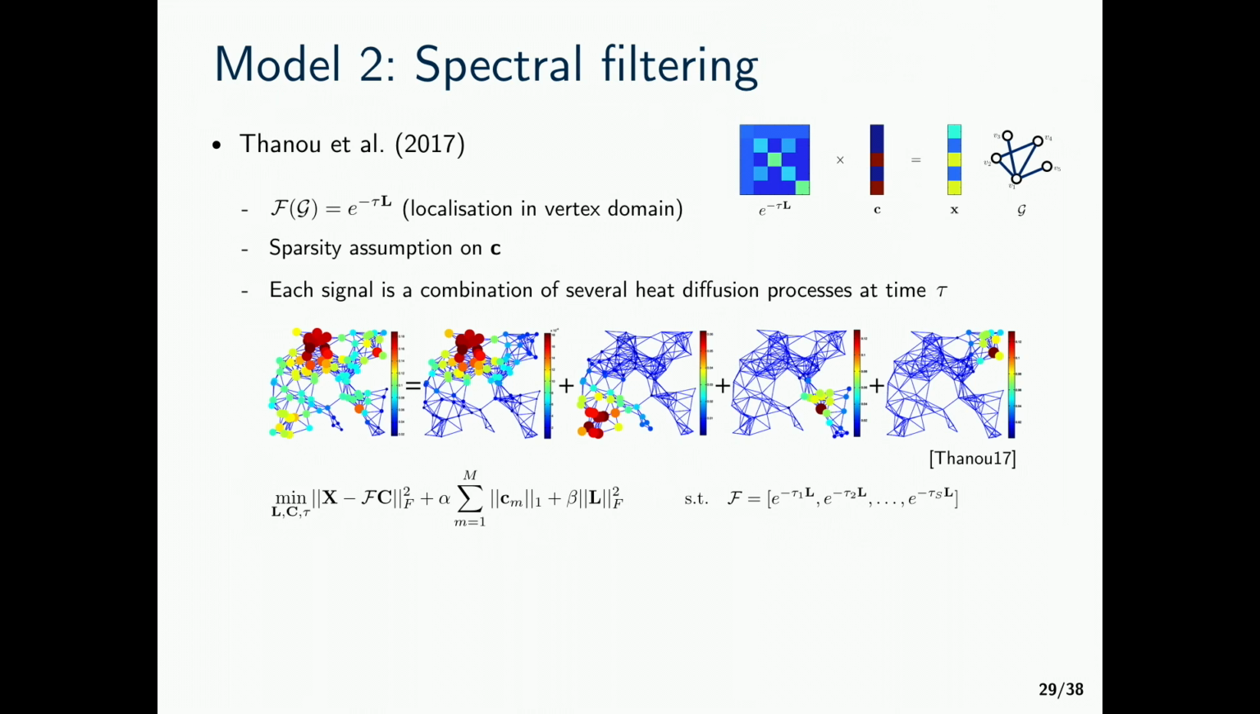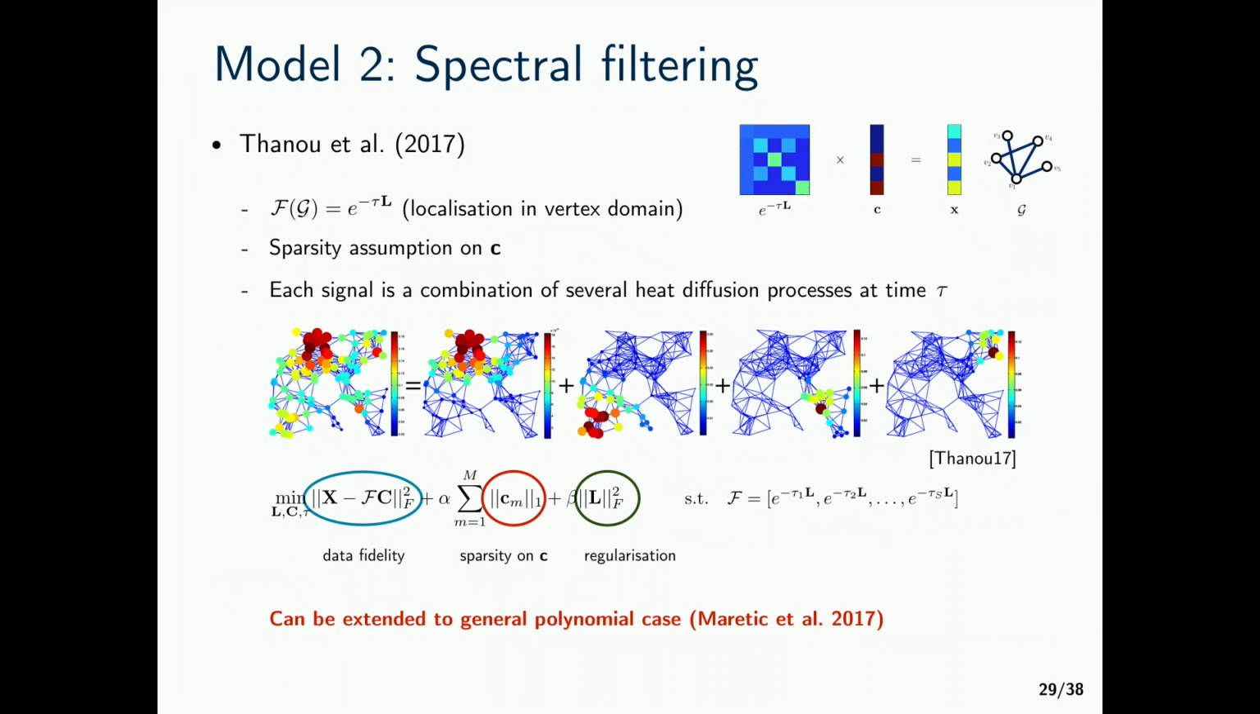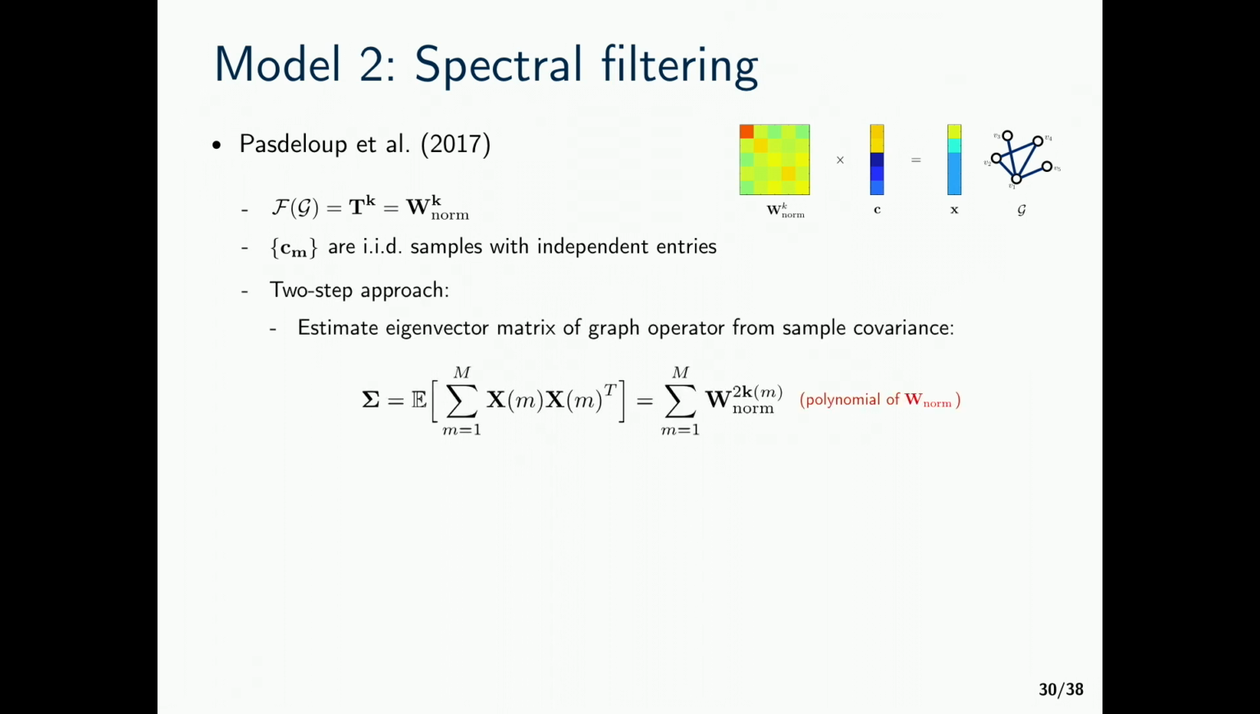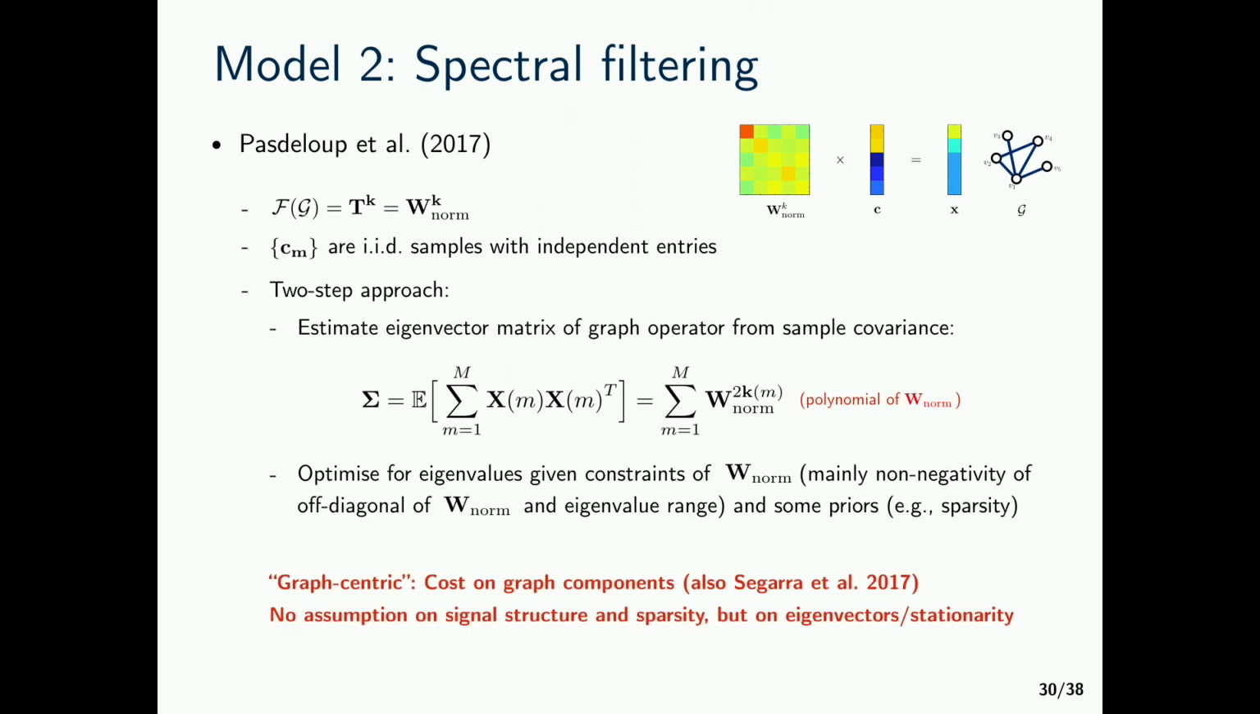So that will basically lead to an optimization problem down there, where I still have this fidelity term and another sparsity constraint to make sure that I have only a small number of these diffusion processes. This problem is difficult to solve, but it's still possible, so I will not talk about that in more detail. It can also be generalized to a general polynomial case, replacing the exponential function with a general polynomial function. This one, I think I don't have time to talk about, so I will skip it.